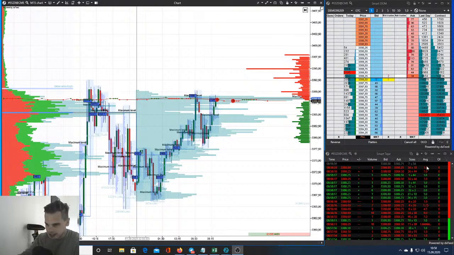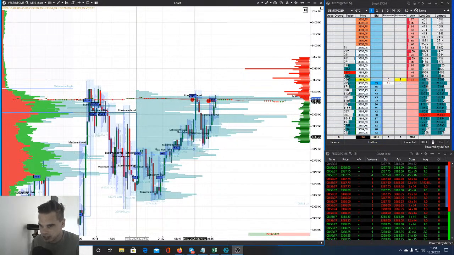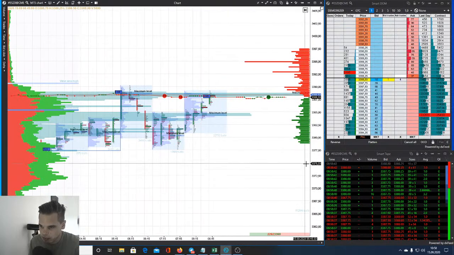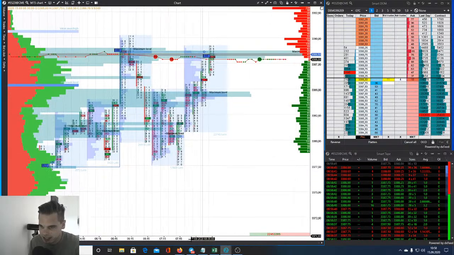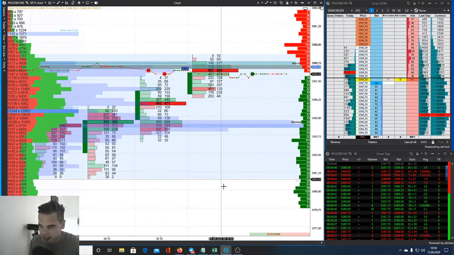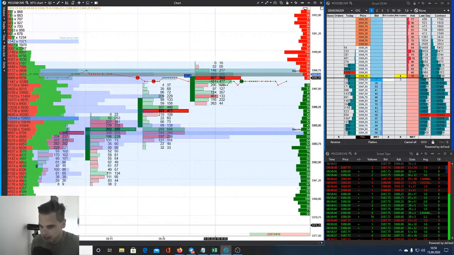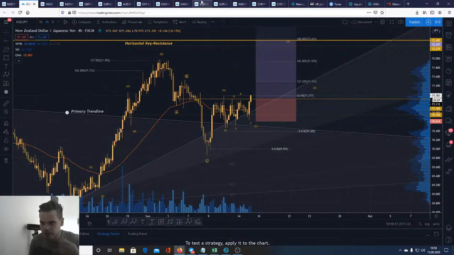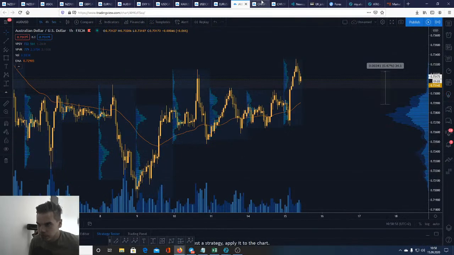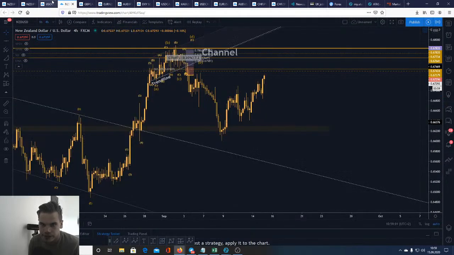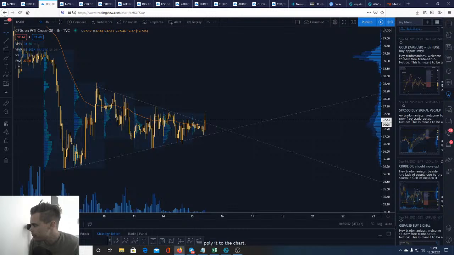So the team Bears are trying to strike back. Now look at the footprint. So let's see. Oh yeah, the sellers are trying to. What pair is that? SPX 500, yeah.